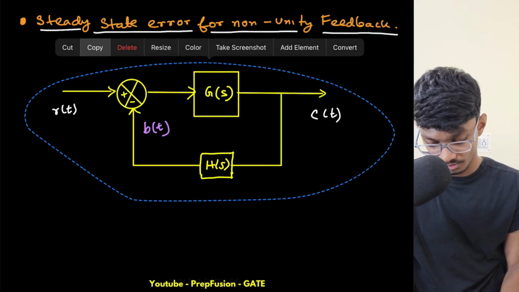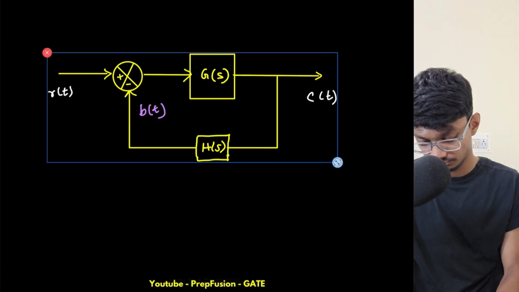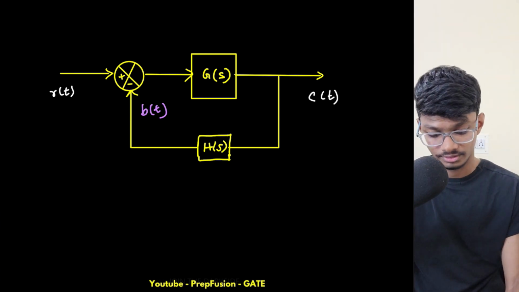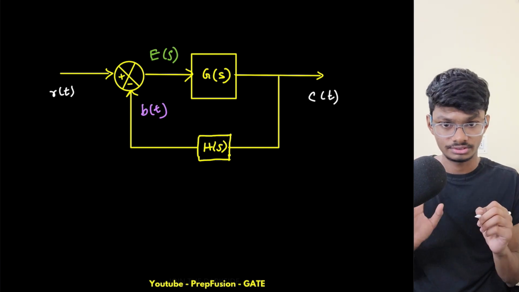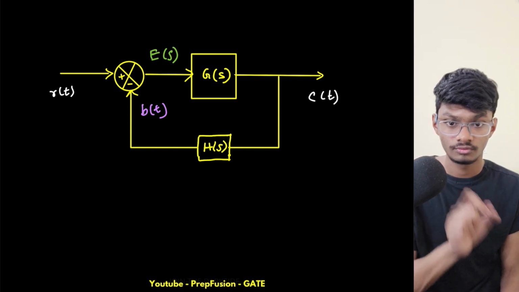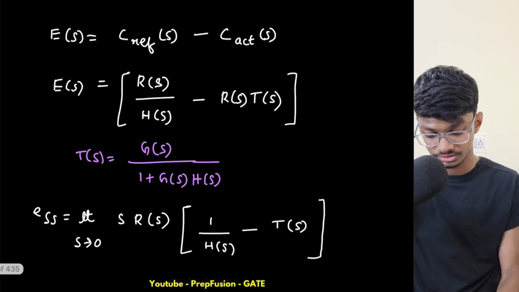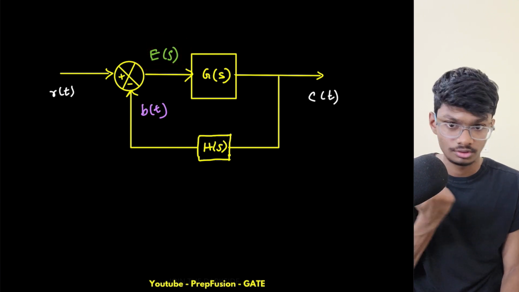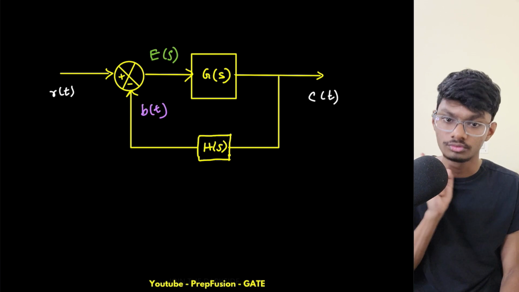Now, if in the question they have written this as E of s, and then they ask you to find my steady state error, what will you do? Will you use this one, or will you just find this E of s and then take limit s tends to 0 of s E of s? You'll do this one only.